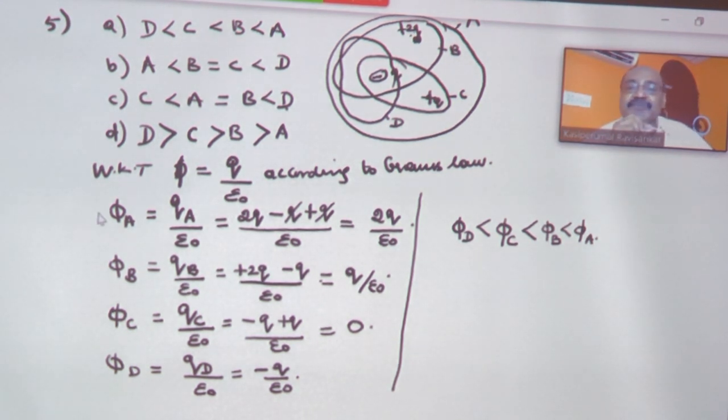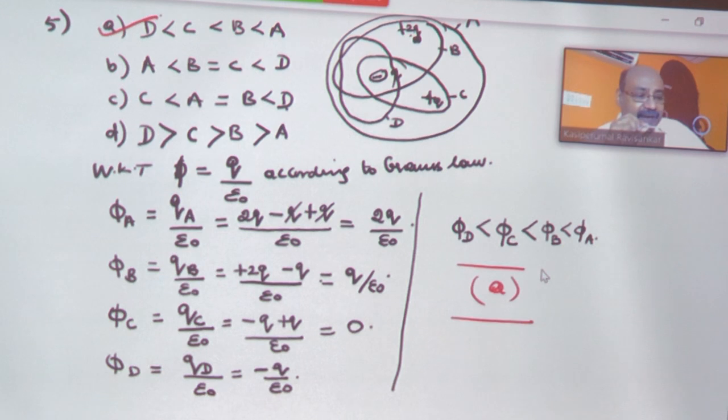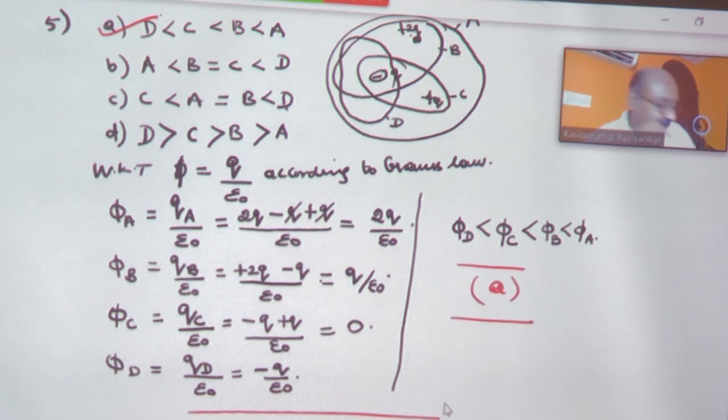A is the option. This A is the answer. So we can write the option as A. Clear? I think you should have understood this. So this is question number 5. Similarly, let us move on to the next one.